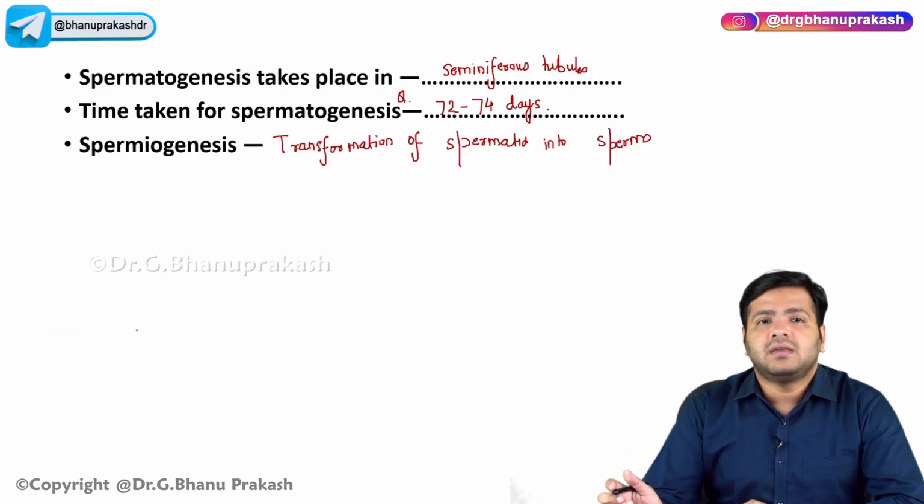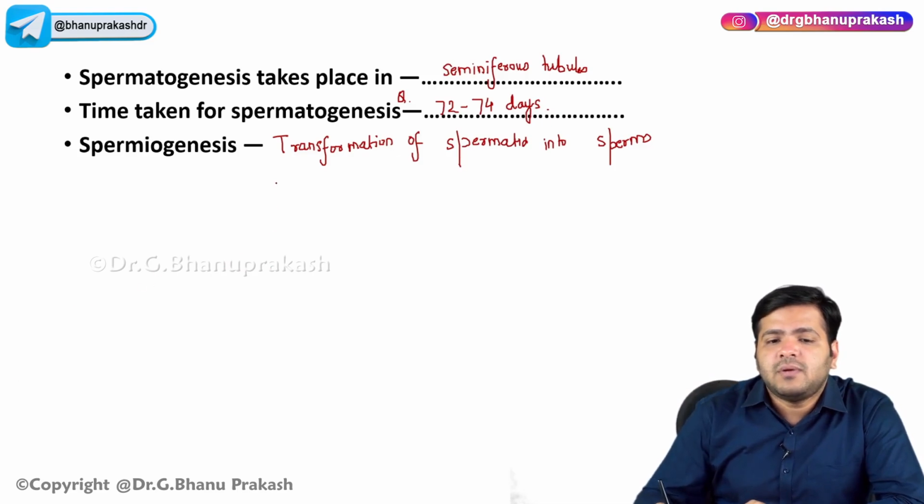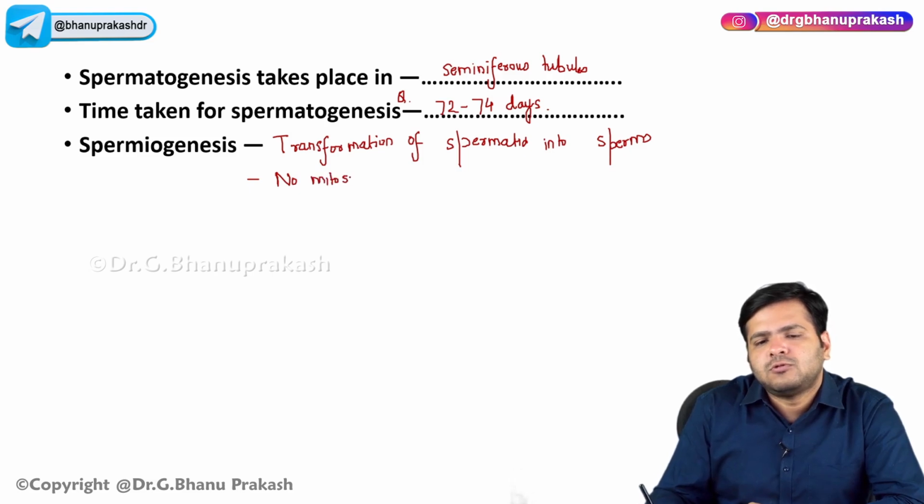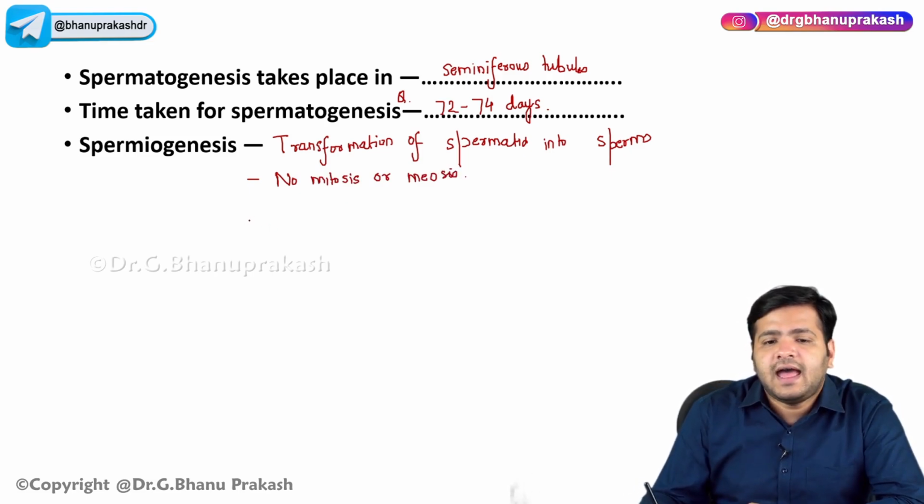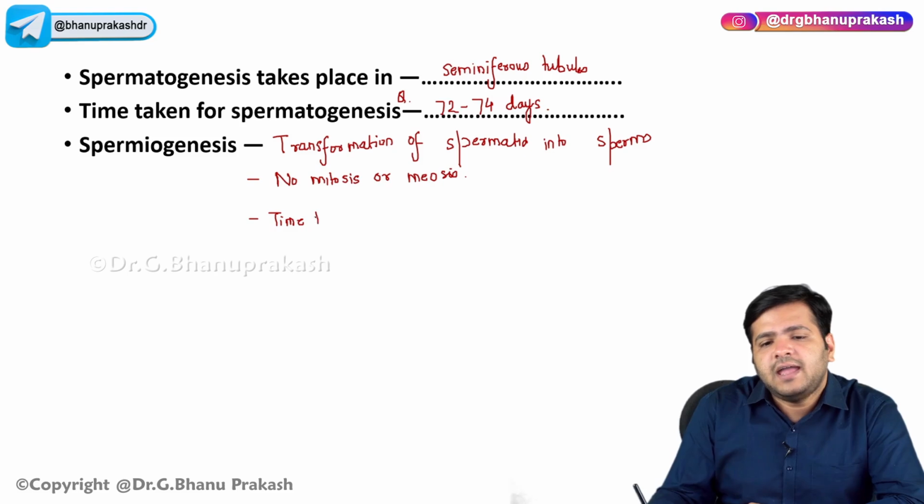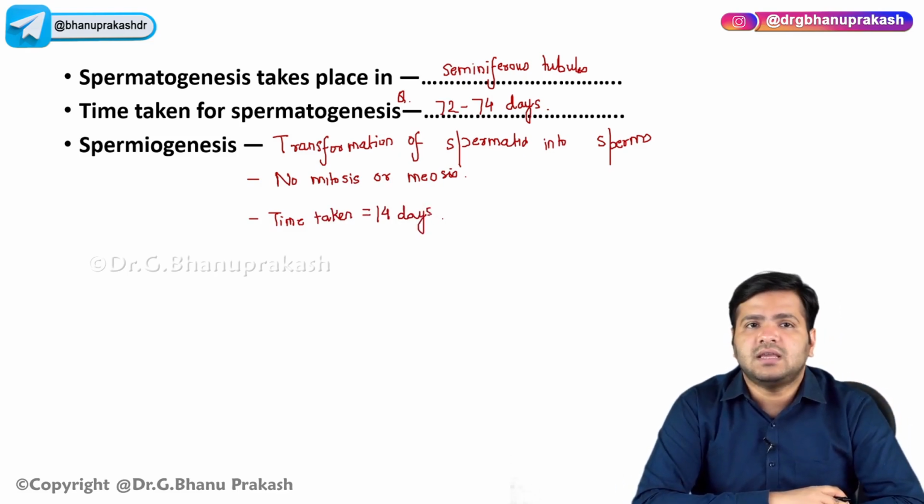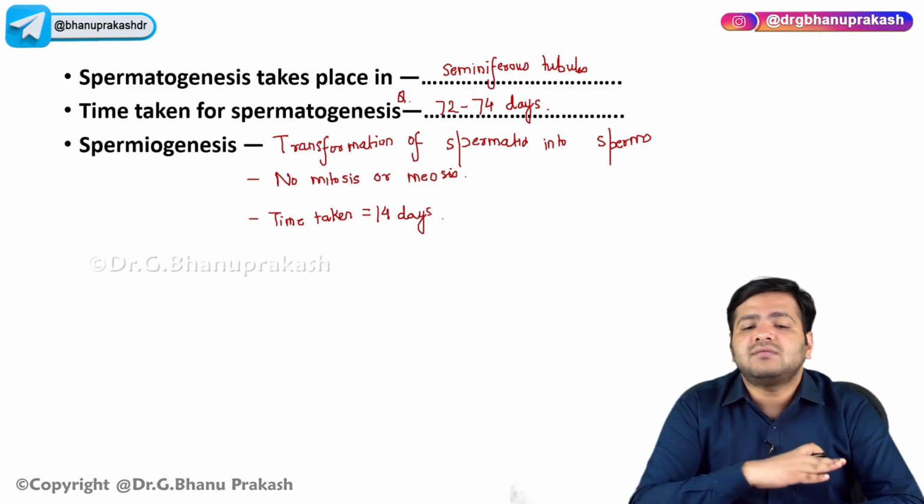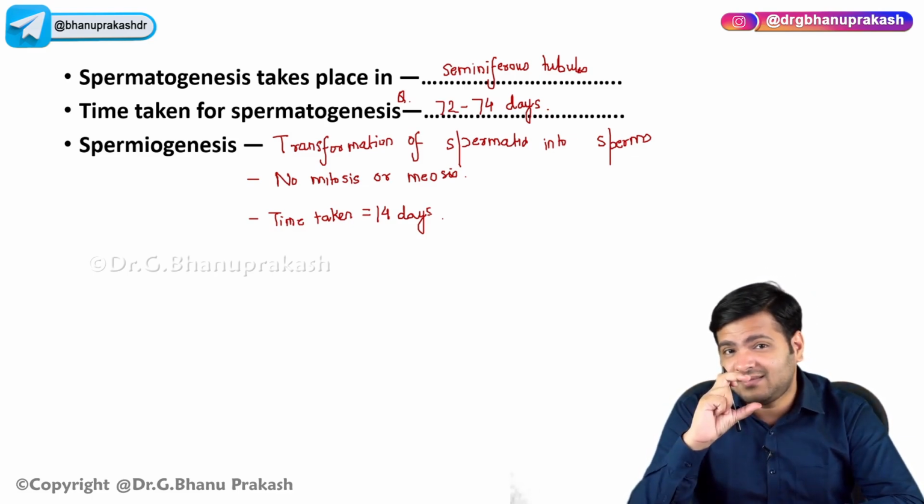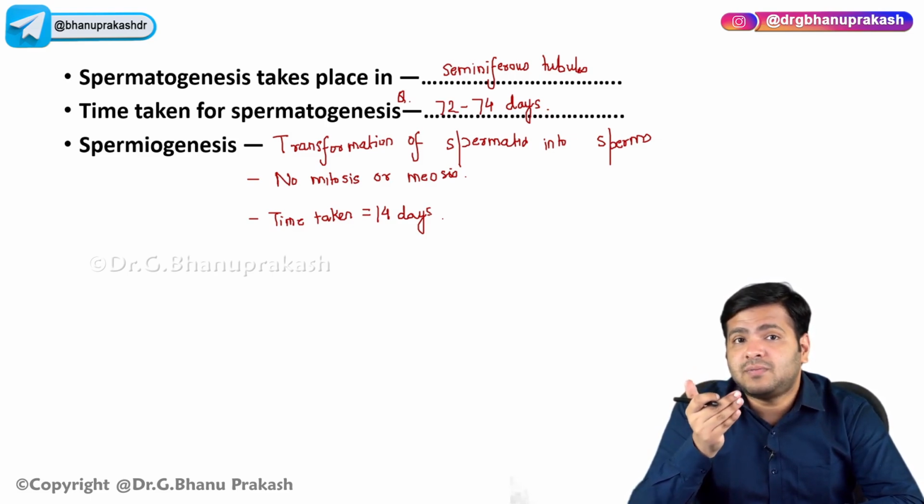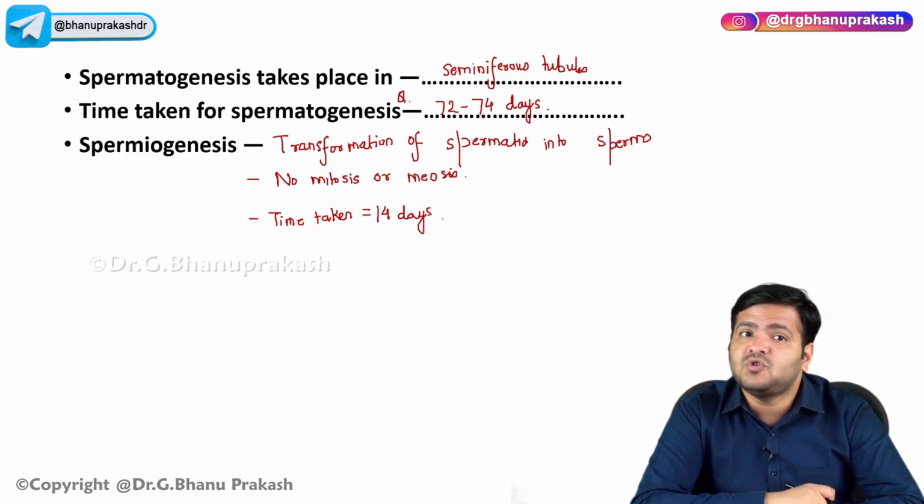So remember, one more point that we have to remember is that there is no mitosis or meiosis. And the time taken over here, very very important, is 14 days. The time taken for total spermatogenesis is 72 to 74 days, and the last step, that is conversion of the spermatids into the sperms, is spermiogenesis, which takes around 14 days to complete.